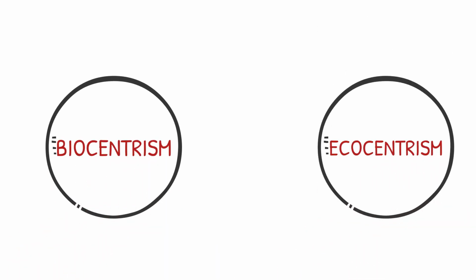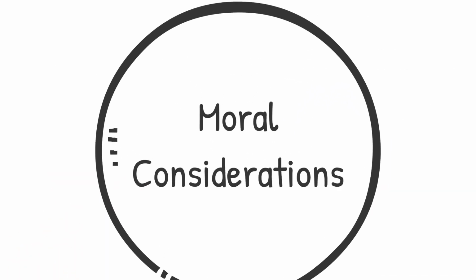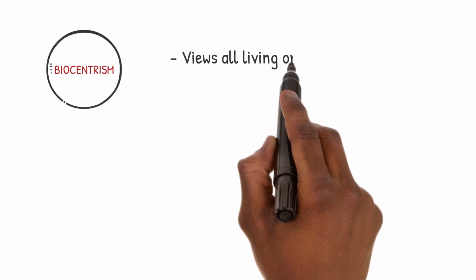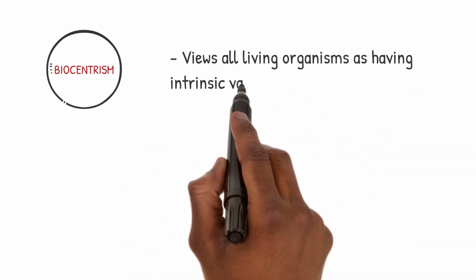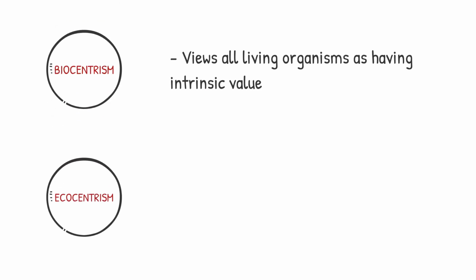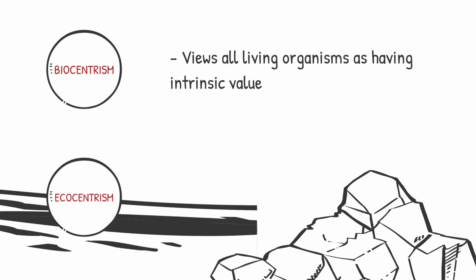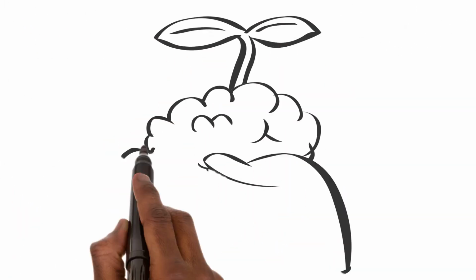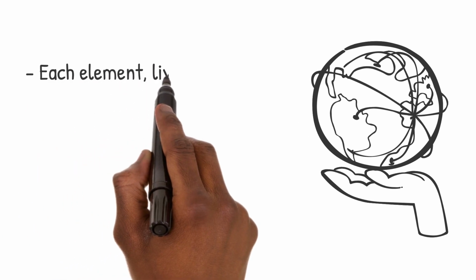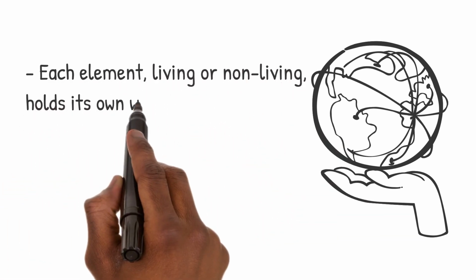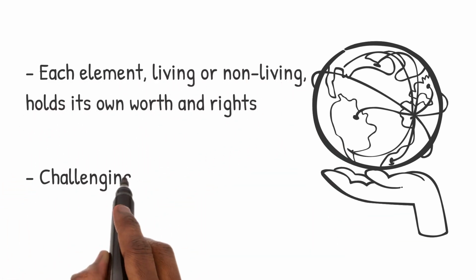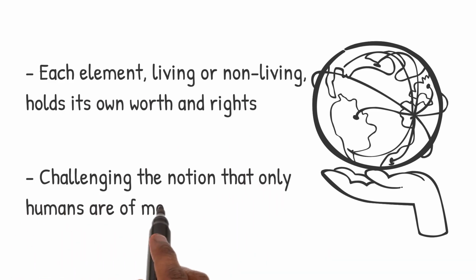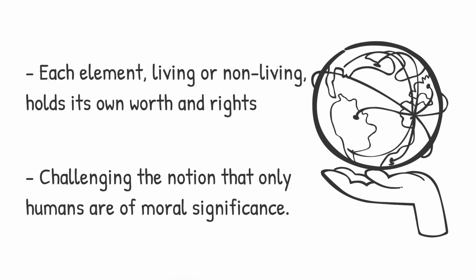Biocentrism and ecocentrism extend moral consideration beyond humans. Biocentrism views all living organisms as having intrinsic value, while ecocentrism includes non-living elements like rocks and rivers. These perspectives encourage us to see the natural world as an interconnected system where each element, living or non-living, holds its own worth and rights, challenging the notion that only humans are of moral significance.